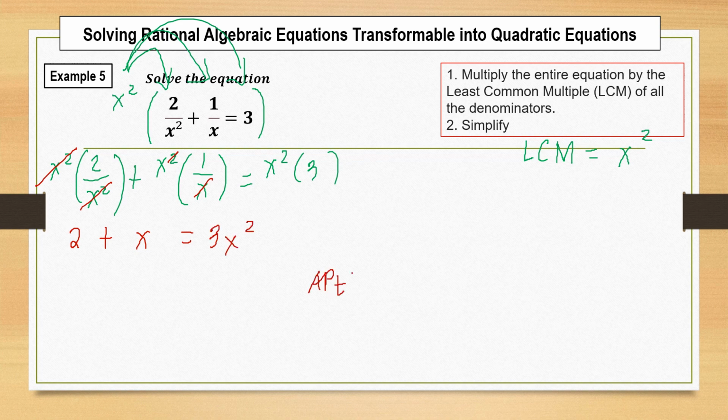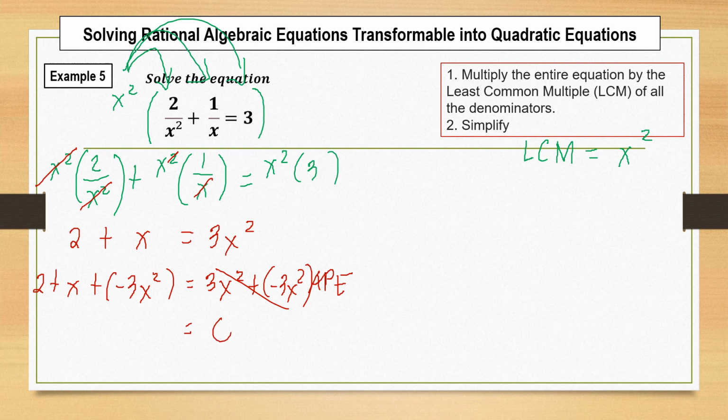Apply addition property of equality. We add negative 3x squared on both sides of the equation. The right side of the equation now becomes 0. And for the left side, we have 2 plus x minus 3x squared.